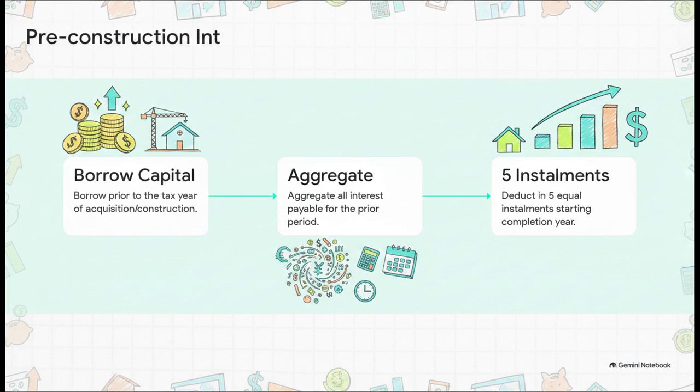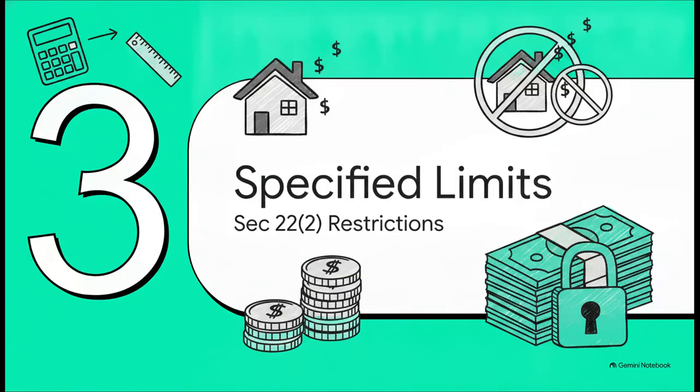If your total pre-construction interest adds up to 5 lakh rupees, you don't claim it all at once. You claim exactly 1 lakh rupees in the year of completion and 1 lakh in each of the next 4 years. Let's move to Part 3, Limits for Specified Properties, which brings in some major restrictions under Section 22(2).